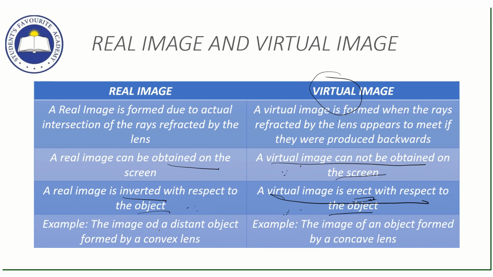Now, the image of a distant object formed by a convex lens is real. The image of an object formed by any concave lens is always virtual.